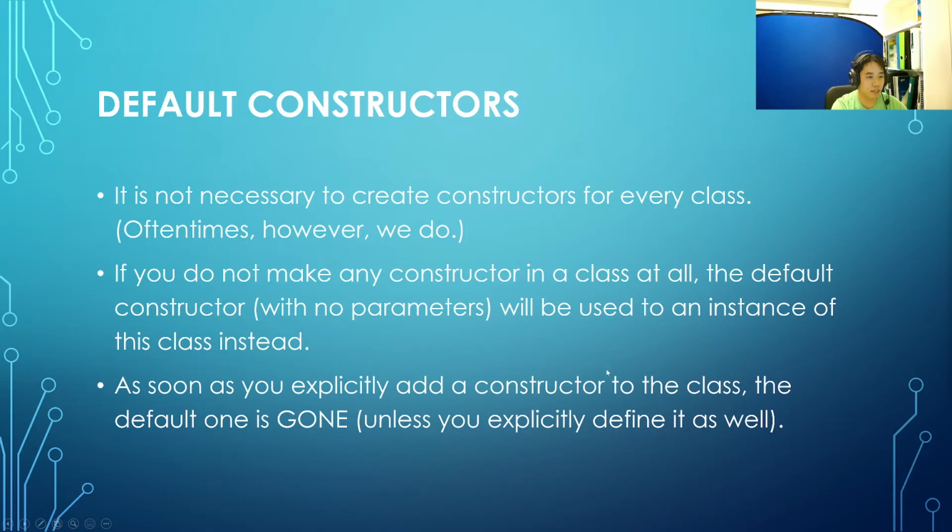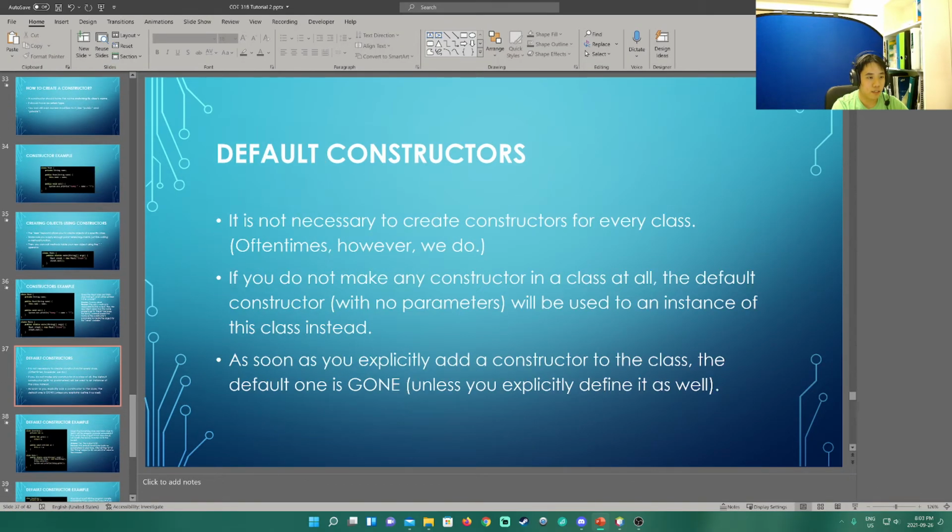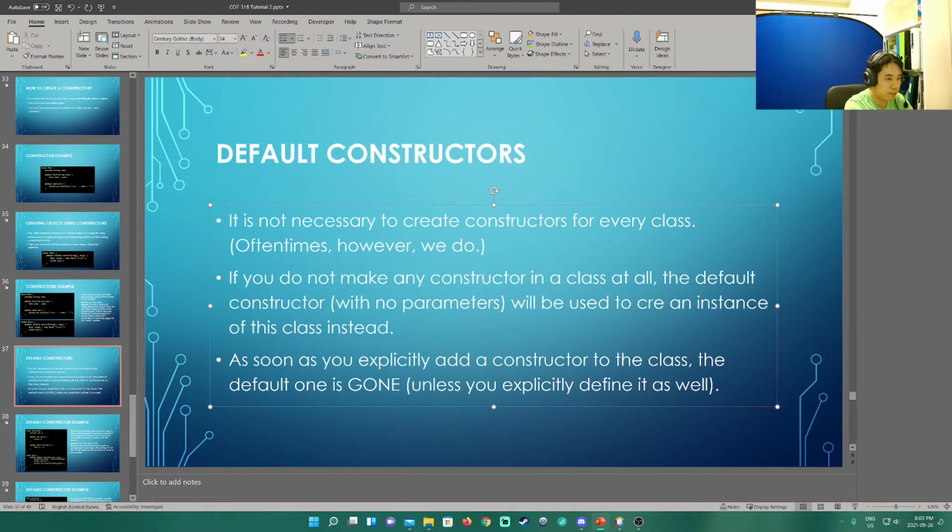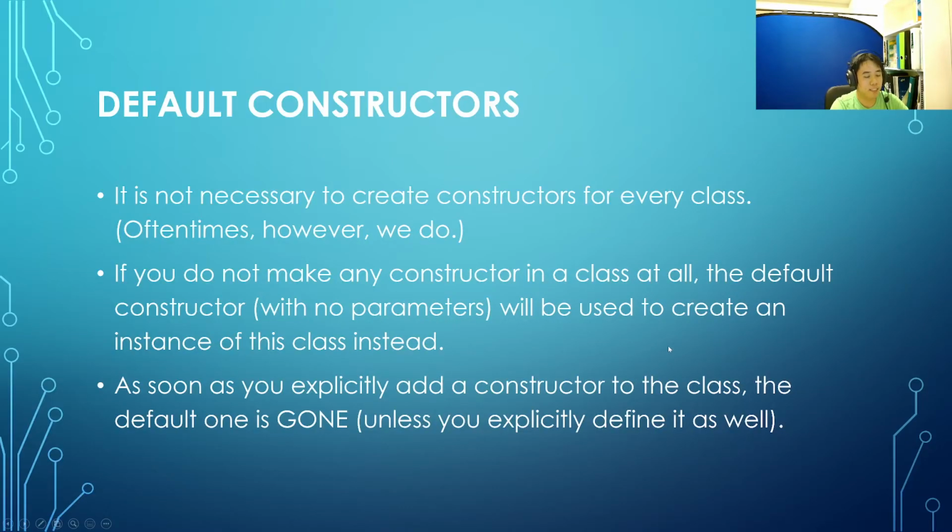So I'm going to correct myself here. Create an instance of the class instead. As soon as you explicitly define a constructor in the class, the default one is gone. So unless you add another constructor that does not require parameters, you're not going to see it. And the compiler will go mad at you.